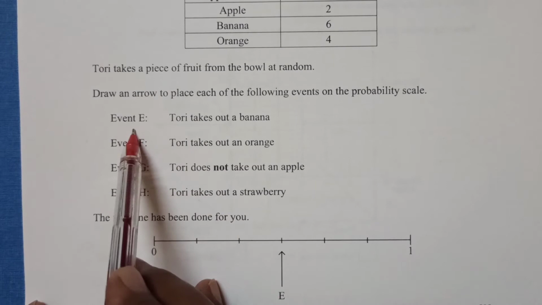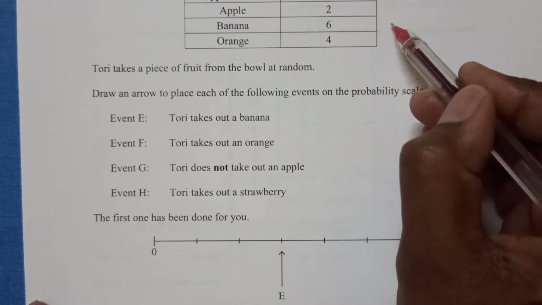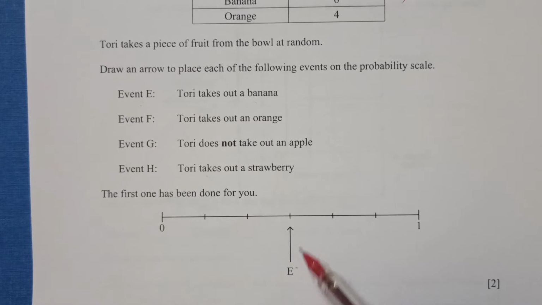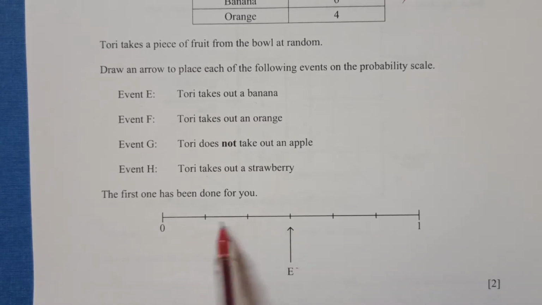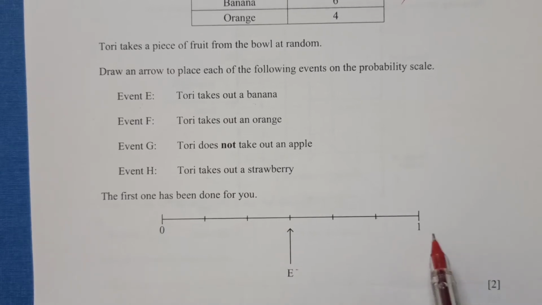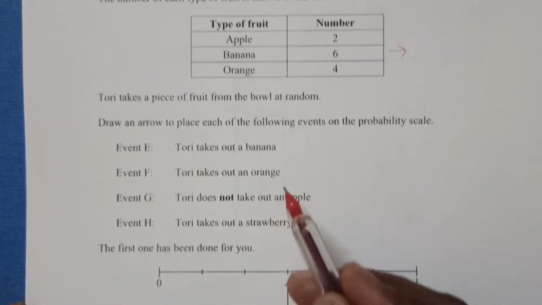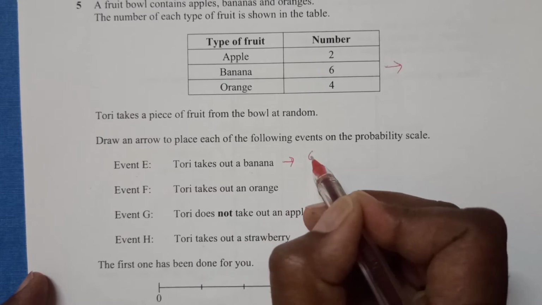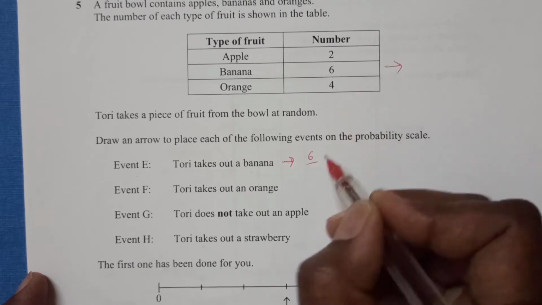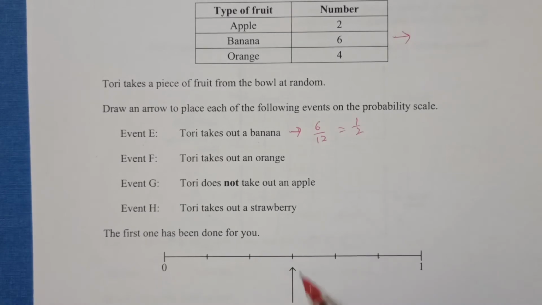So the first event is E. Tori takes out a banana. Banana is 6, but it's already given to us here. You can see this is 1, 2, 3, 4, 5, so it has been divided into 5 equal parts. So this is in the middle, which means it has even chances. 6 out of how many? 6 plus 2 is 8, plus 4 is 12. So it was 1 over 2, which is half. So E was in the middle.